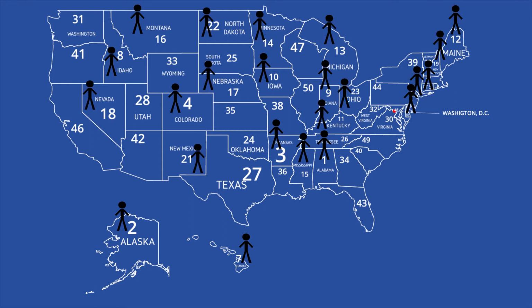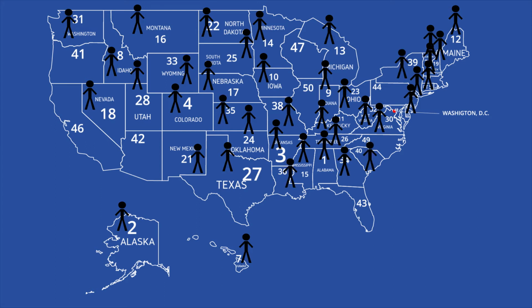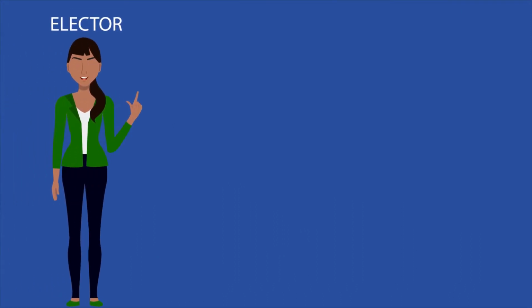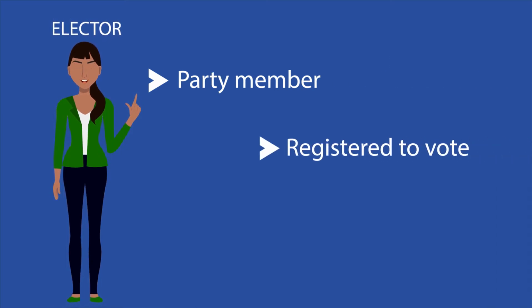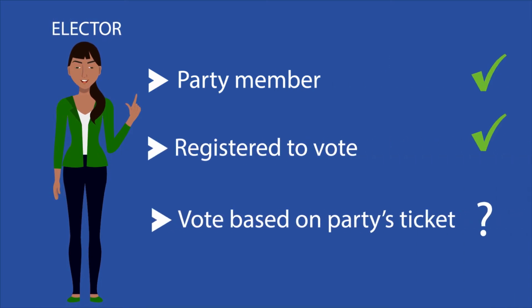33 states select their electors through a party convention, while 7 states and D.C. choose them through state party committees. The other 10 states select electors through a combination of appointments by governors, party nominees, state chairs, presidential nominees, and other individuals. Generally, electors must be party members and register to vote, and they must pledge to vote based on the party's ticket, although they are not constitutionally bound to do so.